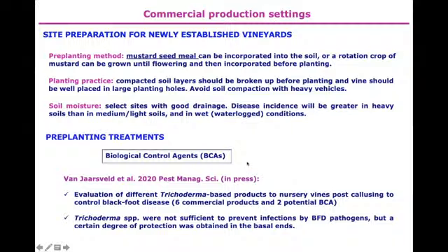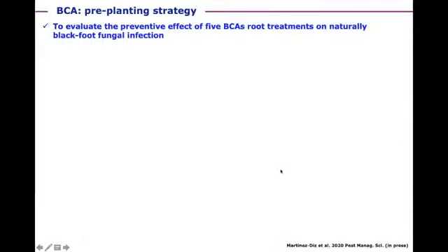In addition, most of these studies have been performed so far under in vitro laboratory, greenhouse, or nursery controlled conditions by using rootstock or scion cuttings. I would like to highlight this study carried out by researchers in South Africa under field conditions. They evaluated 8 different Trichoderma-based products on nursery vines post-grafting to control blackfoot disease. Even though Trichoderma species were not sufficient to prevent infections by these pathogens, a certain degree of protection was obtained in the basal ends, but not in the roots.